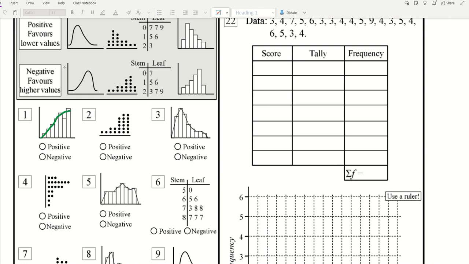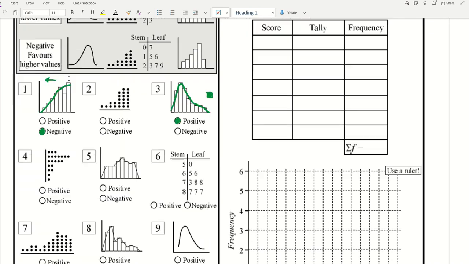Our tail is to the left. If our tail is to the left, it means we have it negatively skewed. This next one, box plot, I'll let you go, simply the same. This one here has a tail to the right. So you might imagine that we've added some really good scores over here. We've added some high scores. So that is positively skewed.